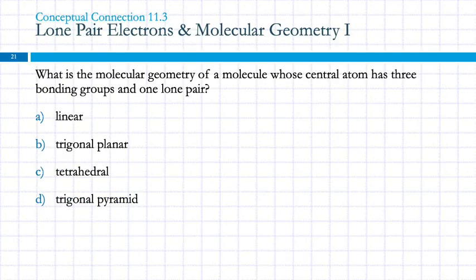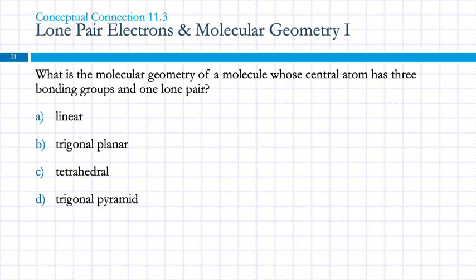Okay, so what's the molecular geometry of a molecule whose central atom has 3 bonding groups and 1 lone pair? So first ask yourself, well, how many groups total? 4. 3 bonds and a lone pair. 4 groups, so then what does 4 groups do? Tetrahedron, right? And 1 lone pair means that 1 point is invisible. So then we describe the shape of what's left.